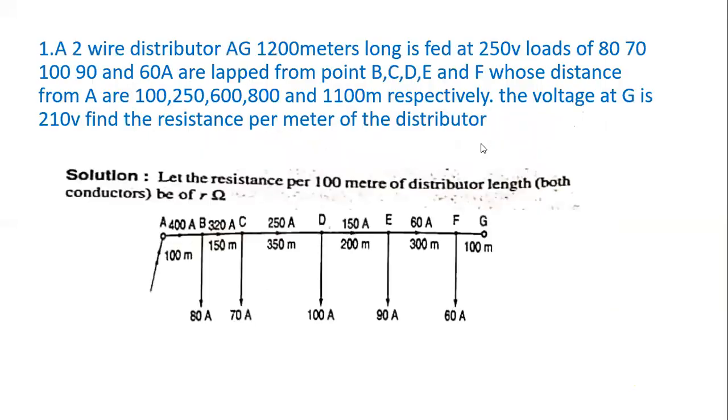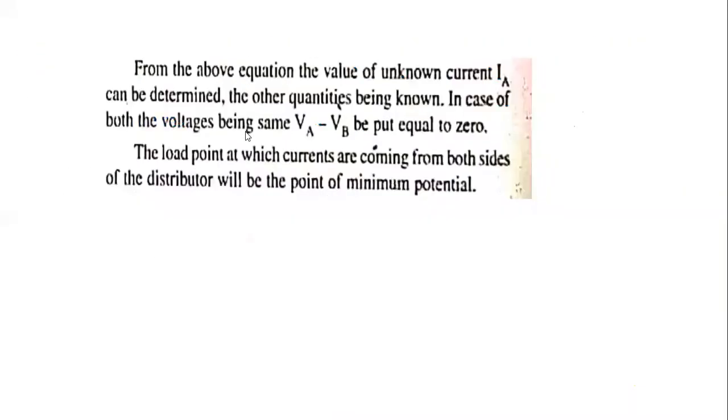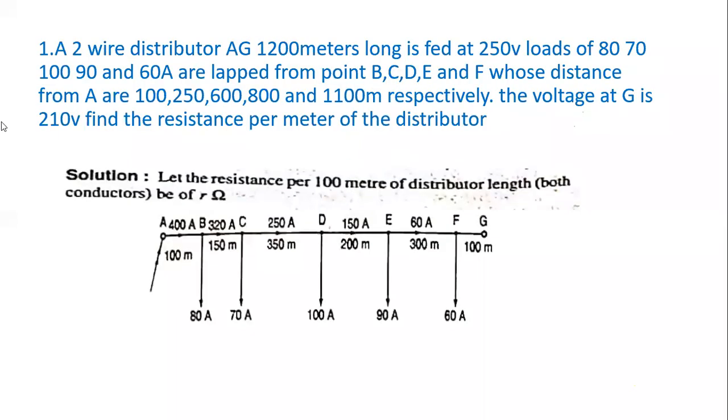From the above equation, the value of the unknown current IA can be determined, the other quantities being known, in case both the voltages are VA minus VB. If both the voltages are equal, then put it equal to 0. If both the voltages are not equal, we will obtain some voltage. Next, coming to the problem, the distribution fed at both ends.